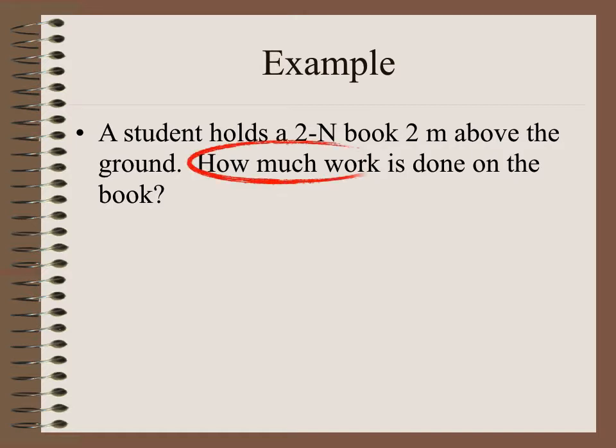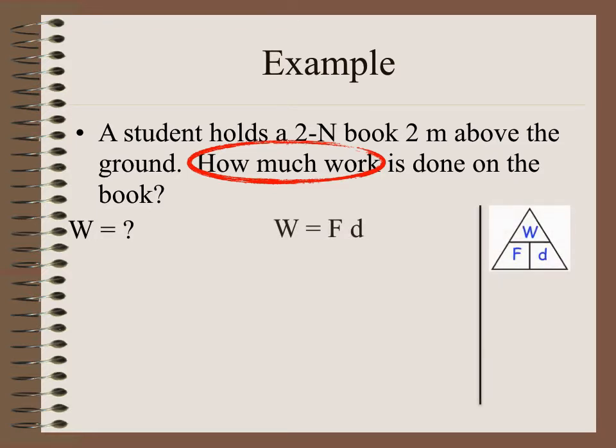So as usual, we start by identifying what it is we're looking for, work, and we put down our formula. But the thing is, a lot of times students like to just go through and grab numbers. So we have 2 newtons and 2 meters. So that should be our numbers, right? But that's not the case. This problem needs a more careful reading. The student is holding the book. By holding the book, he isn't moving the book.